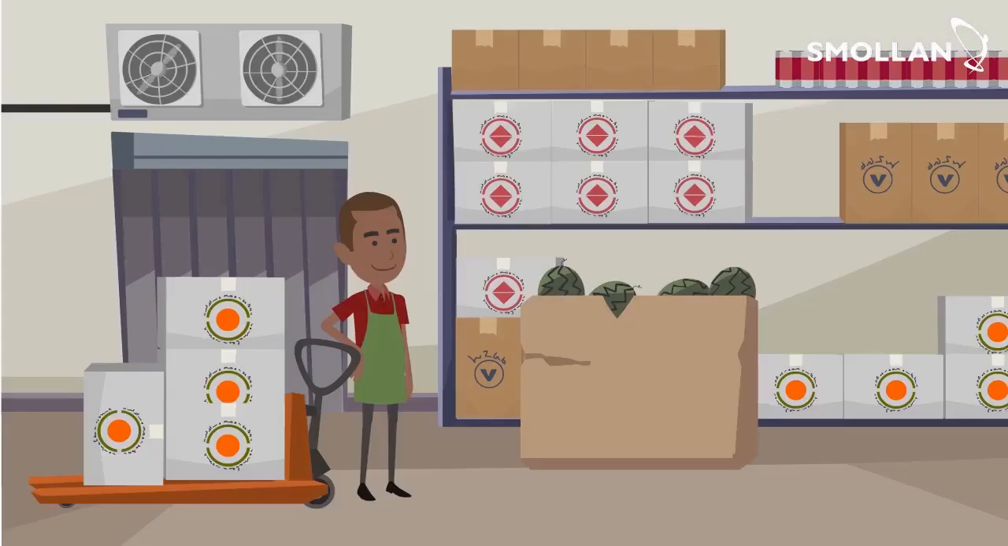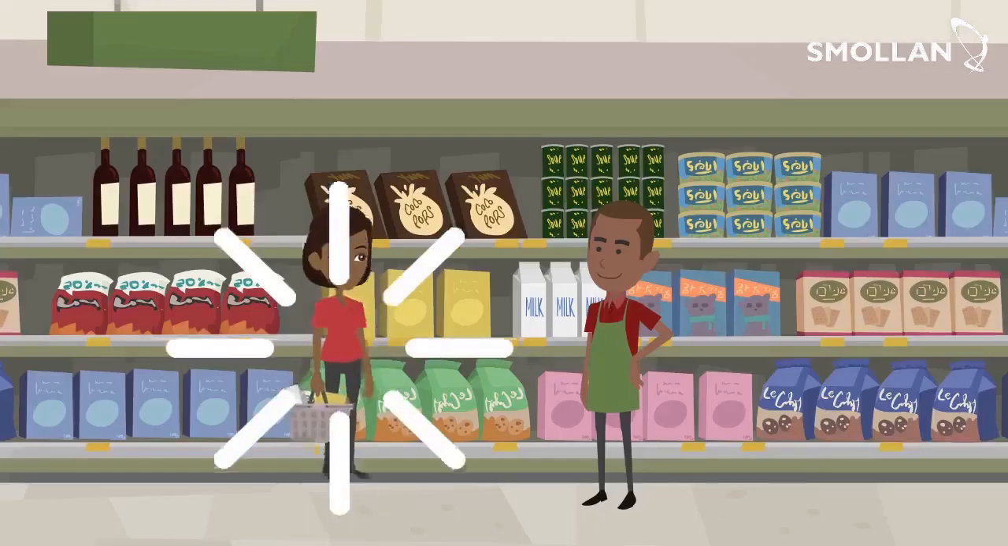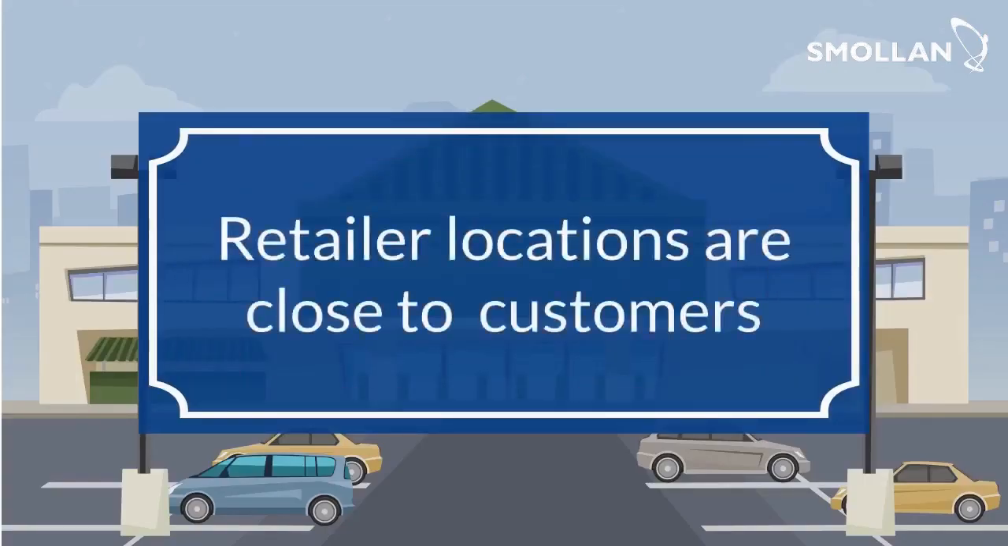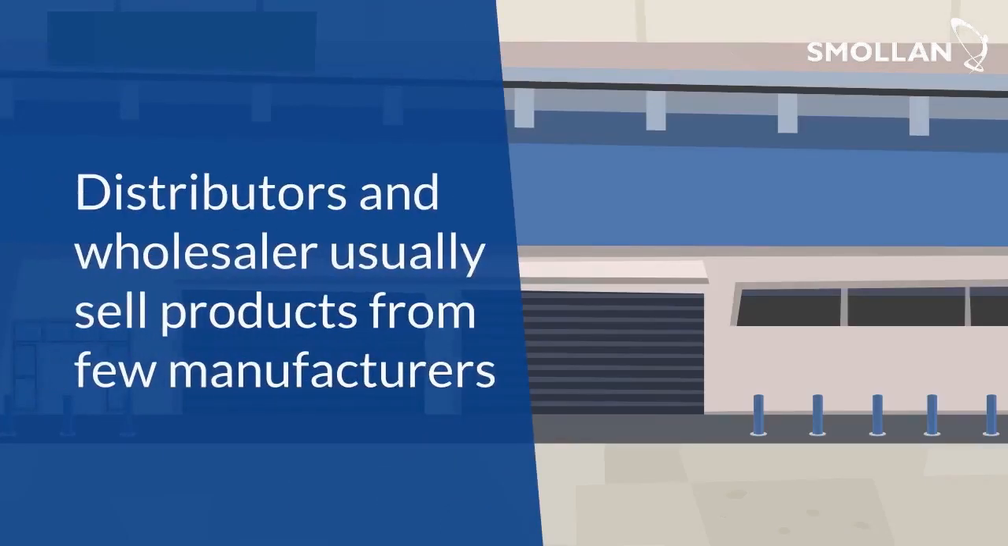A wholesaler is an intermediary entity that buys in bulk and sells to retailers rather than to the customers directly. The retailers are the end of the channel in the supply chain. They sell goods or commodities directly to the customers. Most retailers operate in locations close to the customers and sell products from several manufacturers. Distributors and wholesalers usually sell products from few manufacturers, with some selling from just one manufacturer.